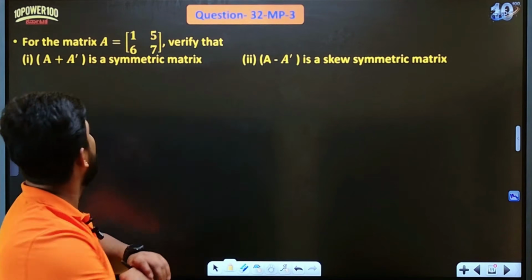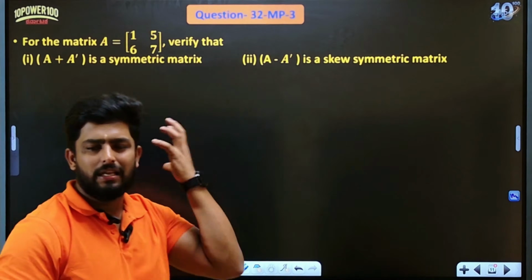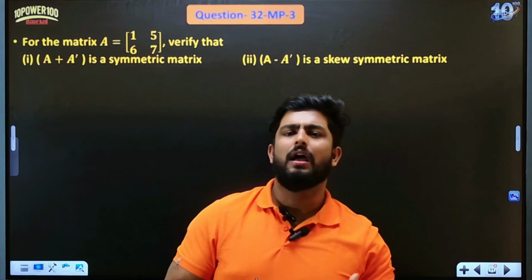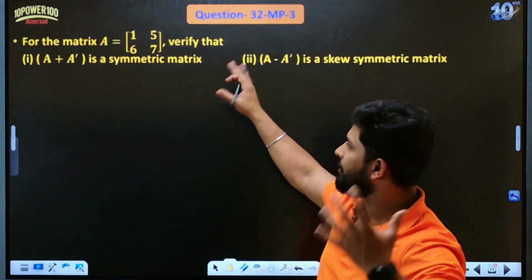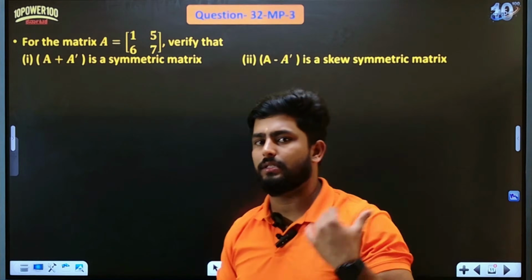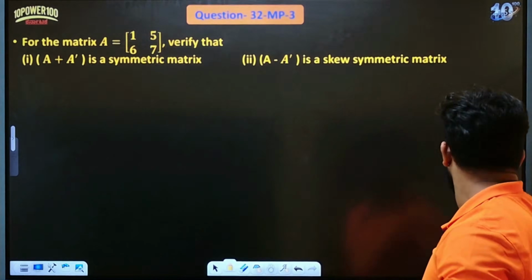Next one. Verify that A plus A dash is symmetric and A minus A dash is skew symmetric. So I'll just leave it to you all, children. This is a very simple one. I don't think you need my help to do that. So I leave this to you. You just try to do that. So this is question number 32 from model paper 3. We'll move on to the next question.